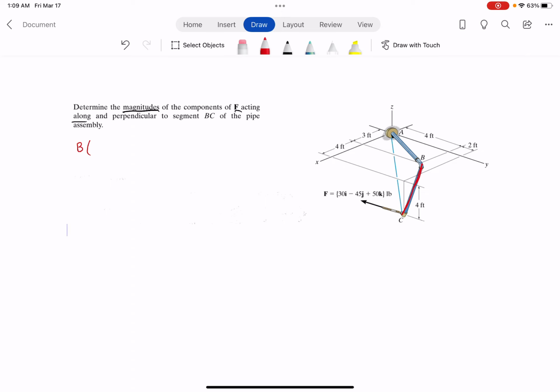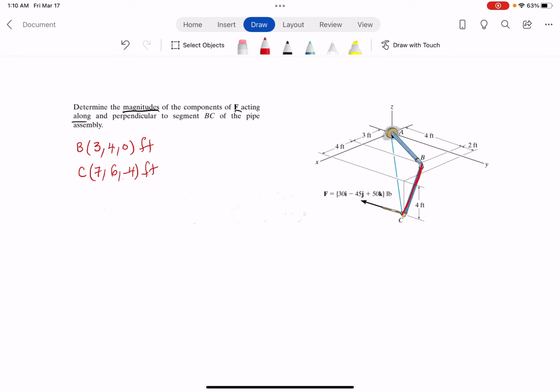What is B? You can see that B is 3, 4, 0 feet. And what's C? C is 7 in X, and in Y it is 6. In Z, it's -4, right? Minus 4.